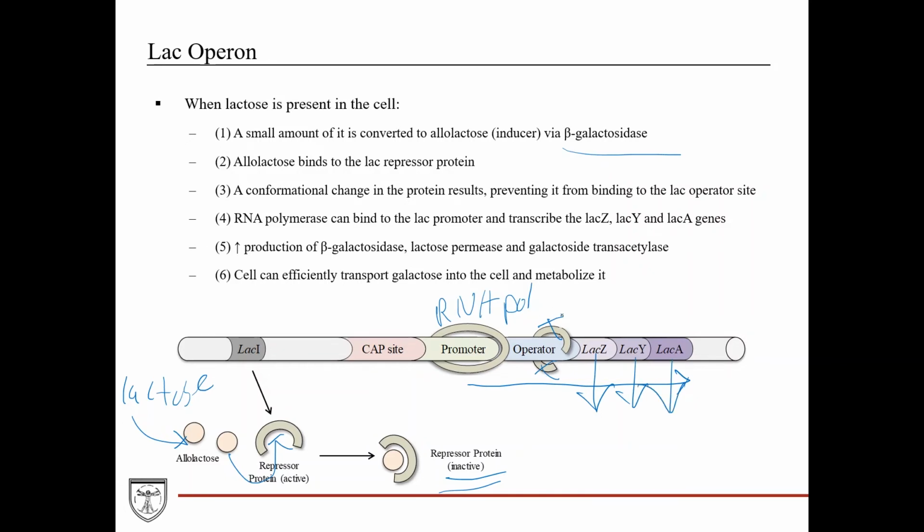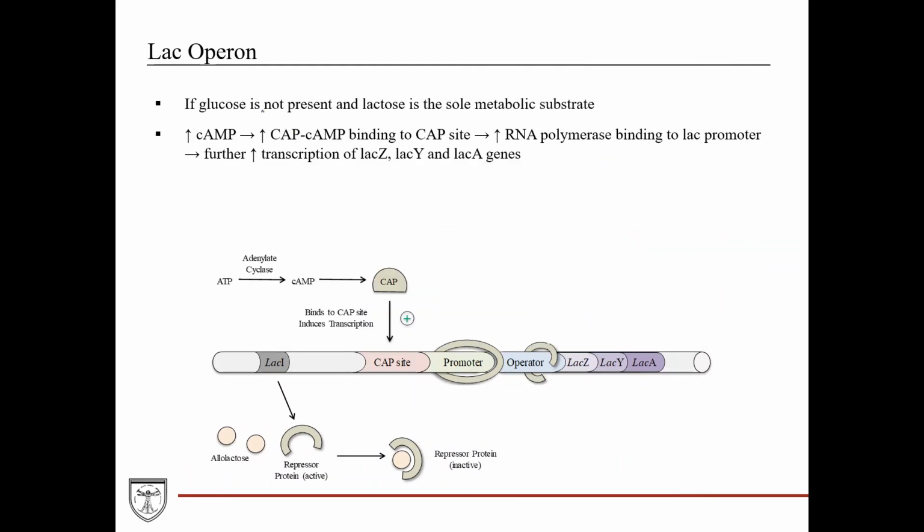And then as a result of that, you're going to have increased production of these gene products, beta-galactosidase, lactose permease, and galactoside transacetylase. And then as a result of that, the cell can more efficiently transport glucose into the cell and metabolize it. So in this case, if glucose is not present and lactose is the sole metabolic substrate, you're going to have increased cyclic AMP because you don't have glucose blocking adenylate cyclase.